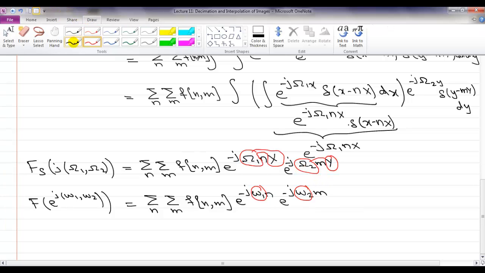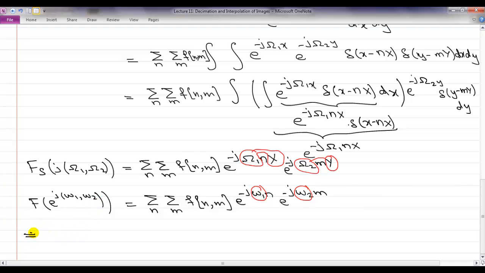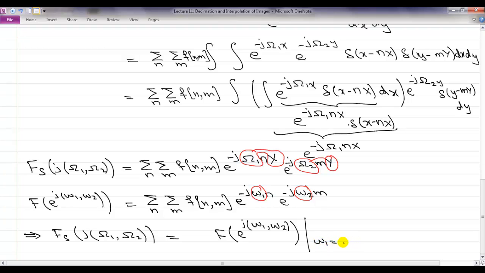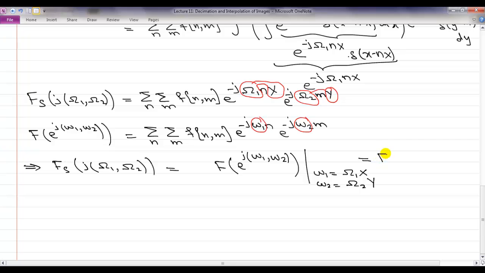So if I want to write it explicitly, what I'm seeing is that this Fs(jω1, ω2) is nothing but the Fourier transform of e^(j little ω1 ω2), with the difference that for little ω1 I replace that with capital Ω1 capital X, and little ω2 I replace that with capital Ω2 capital Y. Okay, and I can simply write that as F of e^(j(Ω1 x, Ω2 y)).